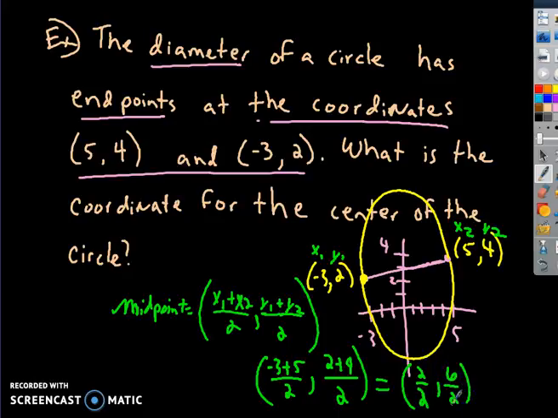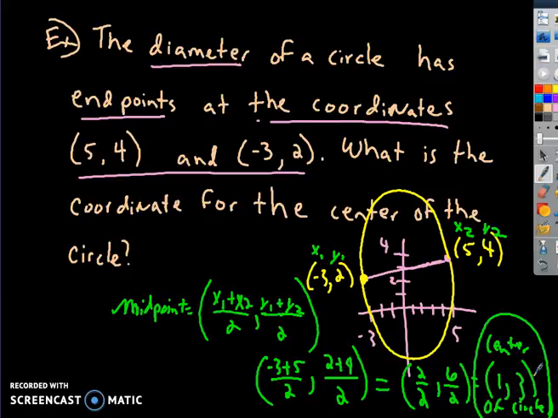And that reduces to the coordinate 1, 3. And this coordinate is the center of the circle. It's good to give it a name, what you found. But that's the coordinate for the center of that circle. 1, 3. So I know at 1, 3, the center is actually right there.